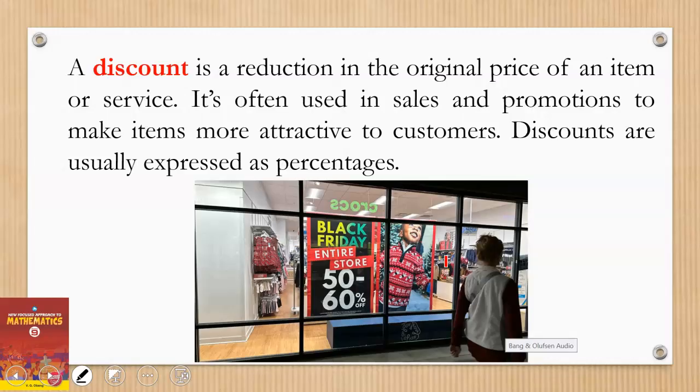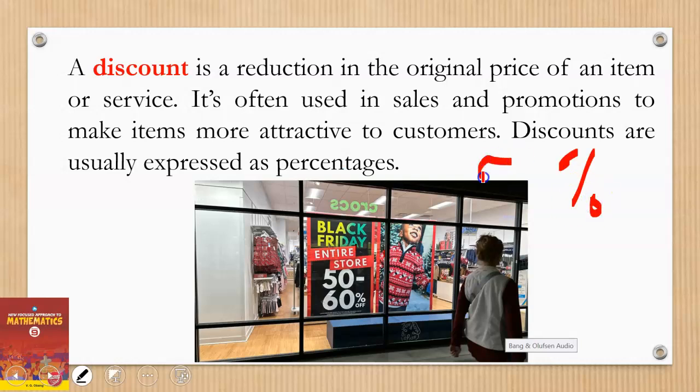Like I said, we remember that a discount is a reduction in the original price of an item or service. It is often used in sales and promotions to make items more attractive to customers. Discounts are usually expressed as a percentage, as we know. So sometimes you walk around shops and you see 50% discount, or you see minus 20%. I mean, you want to go there and buy because the items over there have been reduced in terms of percentages.